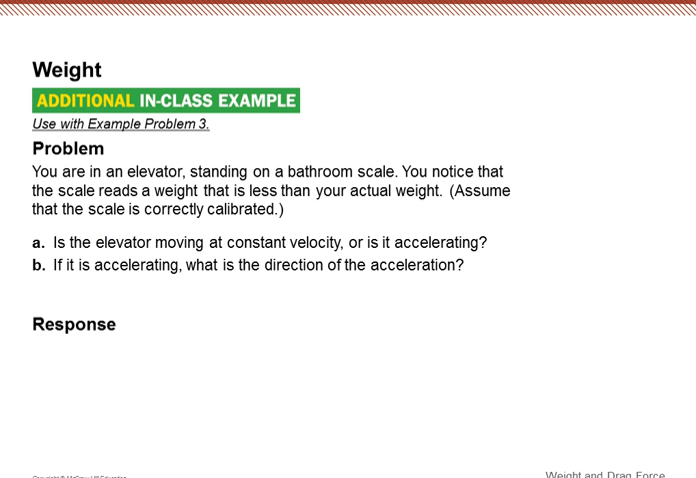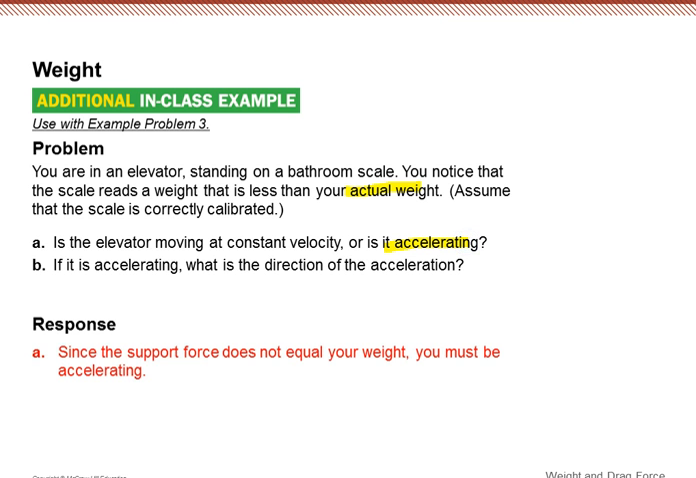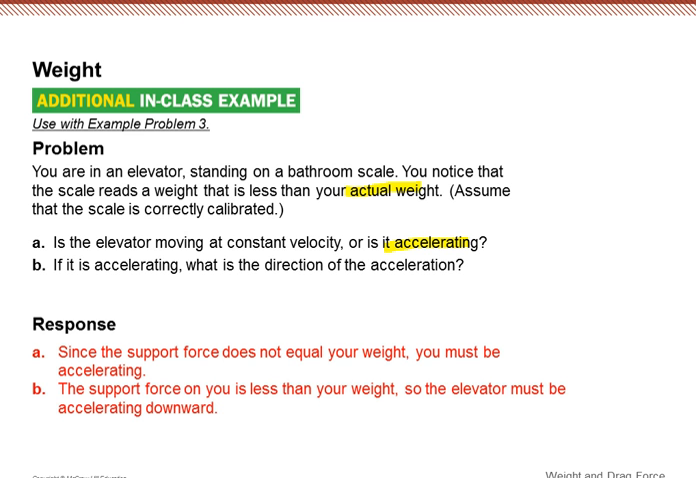So let's look at an elevator problem here. Let's say you're standing in an elevator on a scale and you notice that the scale reads a weight that is less than your actual weight. So we want to know, is the elevator moving at a constant speed or is it accelerating? Well, because we have a difference from our actual weight, we know that this has to be accelerating. And so then we're asked, if it is accelerating, what is the direction of the acceleration? Well, what I just said on the last slide, if we have less weight on the scale than what we would expect at rest, that means the elevator must be accelerating downward.